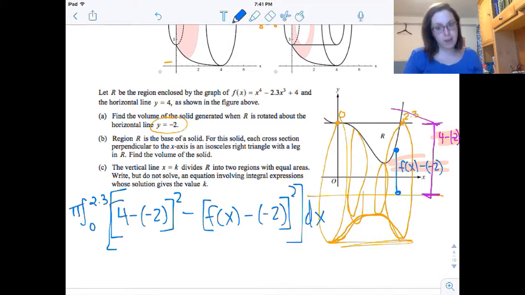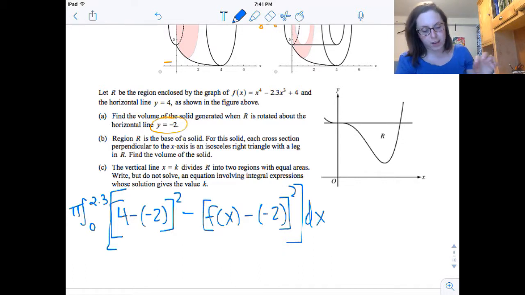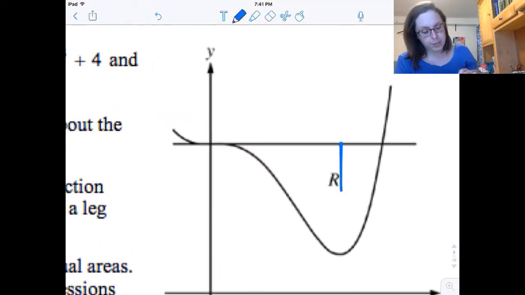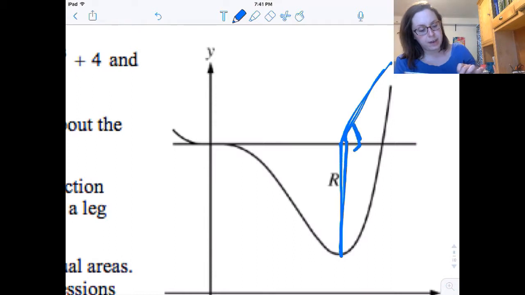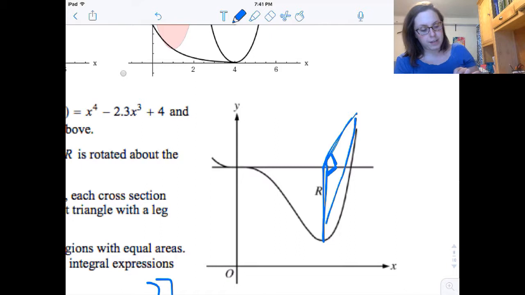Okay, part B says that now this region R is the base of a solid, and we are putting right isosceles triangles with a leg as the base. So what I'm doing is I'm just putting a leg of a triangle here. It's a right triangle, so it's coming up like that, and this is in 3D, so this is hard to see, and then it comes down over like that.